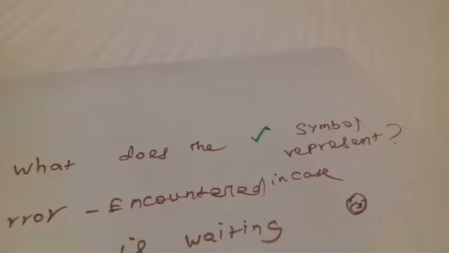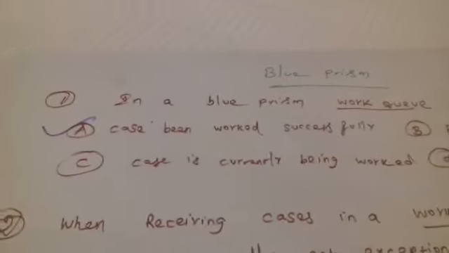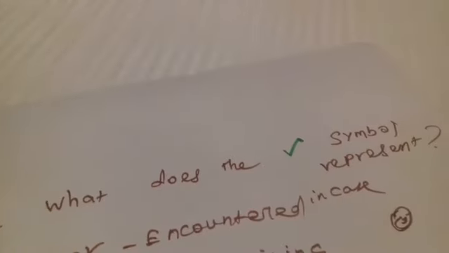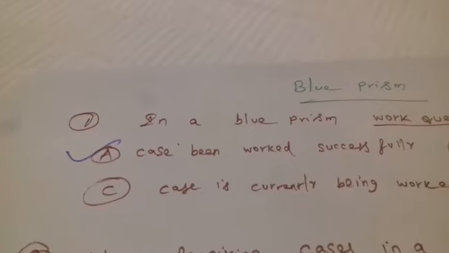In a Blue Prism work queue, what does the symbol represent? There may be several answers: the case is currently being worked, the case is waiting, or an error was encountered in the case. The correct answer would be the case being worked successfully. If the case has been worked successfully, that symbol comes. If the case has been monitored by someone else, it will be shown as monitoring by man, like the symbol we have.